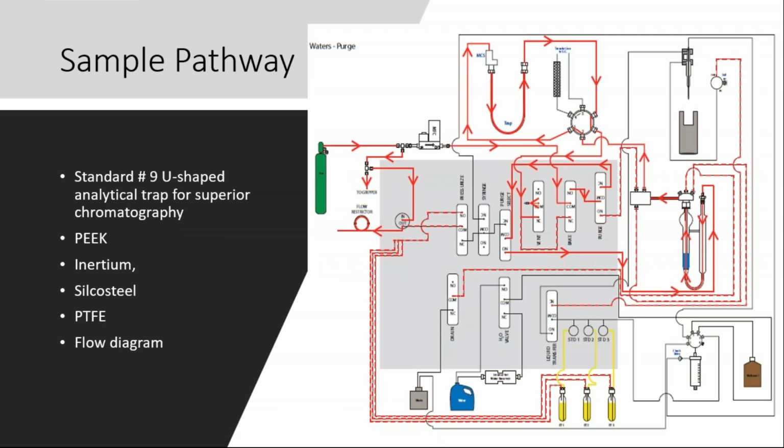Sample pathway includes the standard number 9 U-shaped analytical trap for superior chromatography. Other materials include PEEK, Inertium, Silcosteel, PTFE, and to your right is a general flow path of everything we discussed so far, where you can see the flow path of the water or methanol extraction during purge.